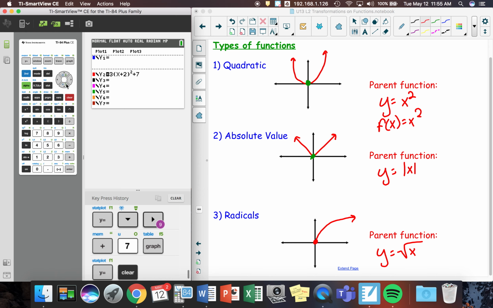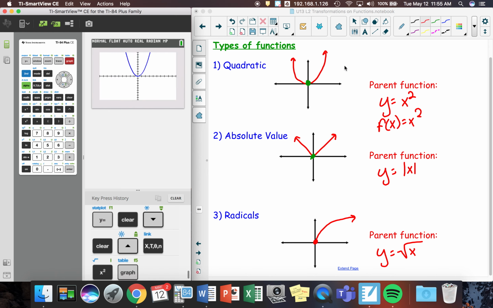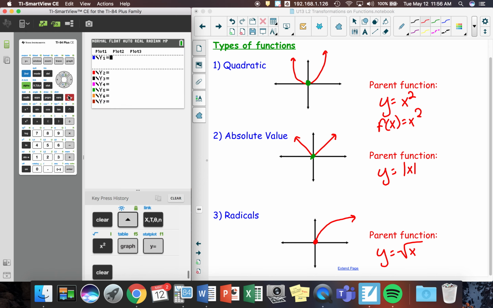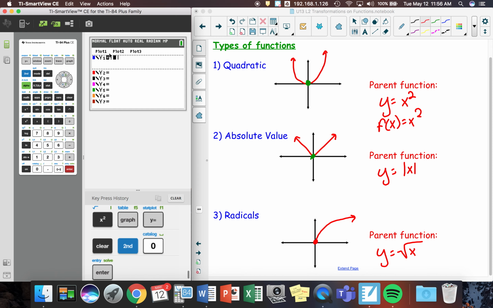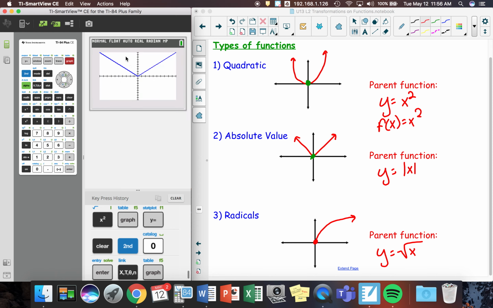In case you forget these, you can also use a calculator. I go to y equals, let me clear these up. For x squared, the basic one, we get a U shape. To get absolute value, there's an easy way and a harder way. The easy way: you see where it says catalog here? It's in blue. I press second catalog, and press enter for the first one. I have my absolute value symbol, and I press X. I graph it, and that's what it looks like. Notice it's a bit more stretched out on the calculator because of the screen size.